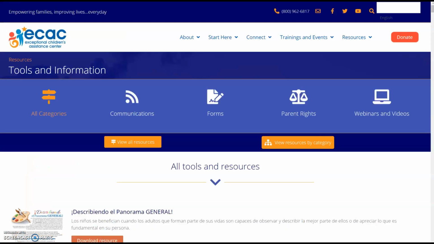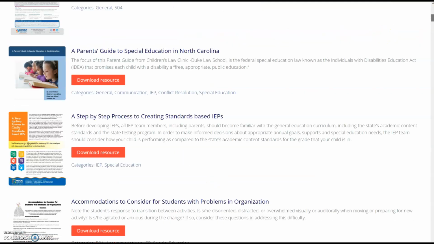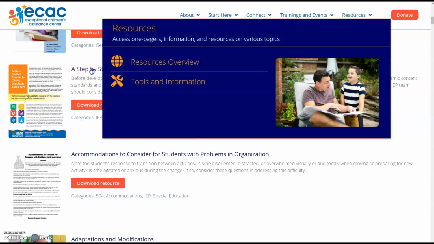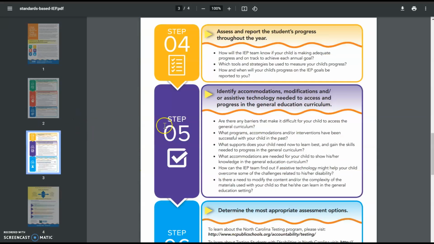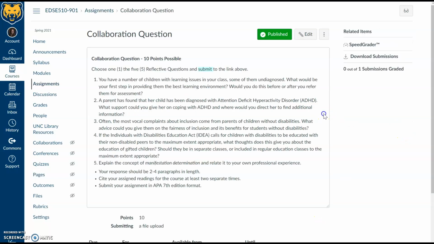There is another link here for you with some support materials. This is Exceptional Children's Assistance Center. So these are tools and resources that you can review and share and provide. Just a couple documents that you can download, and many of these will be provided to you for free without even having to create an account. So it's just a good thing to bookmark for the future.